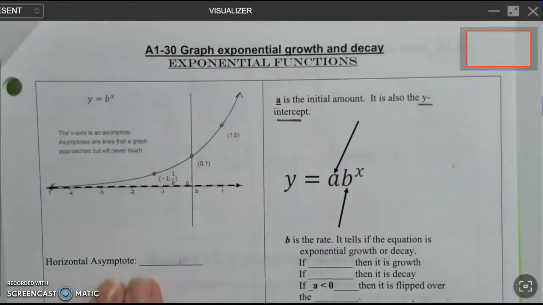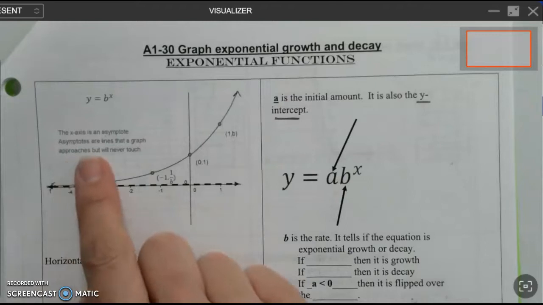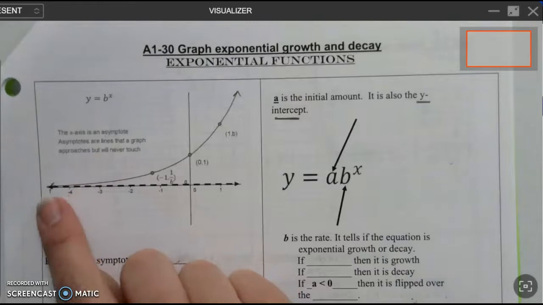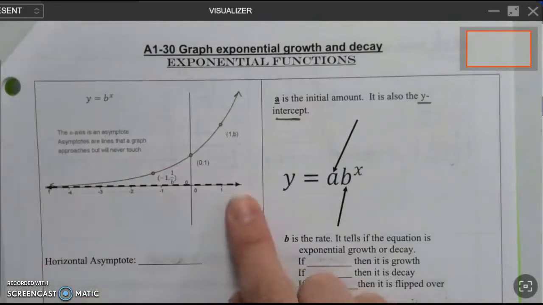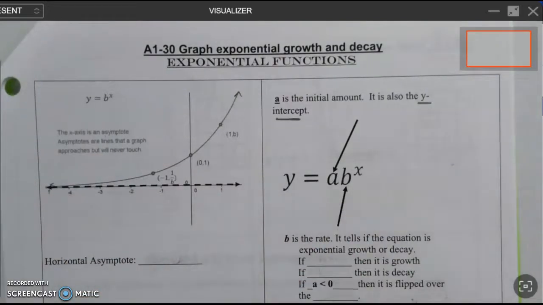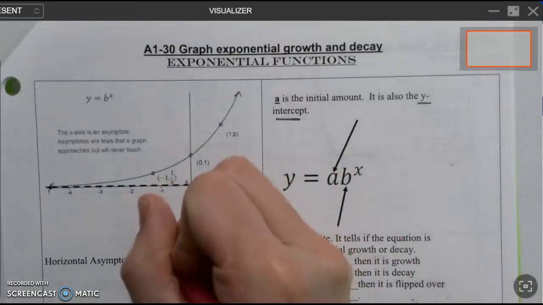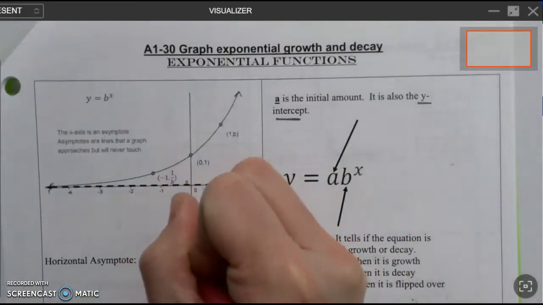They're going to have this thing called an asymptote. An asymptote is a line that the graph will never touch, but it gets really, really close to. In this case, our asymptote is the x-axis. So this horizontal asymptote is at y equals 0.